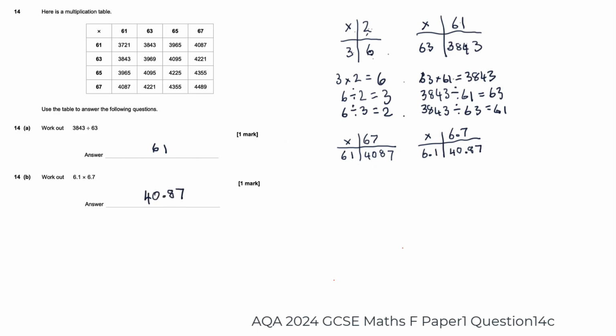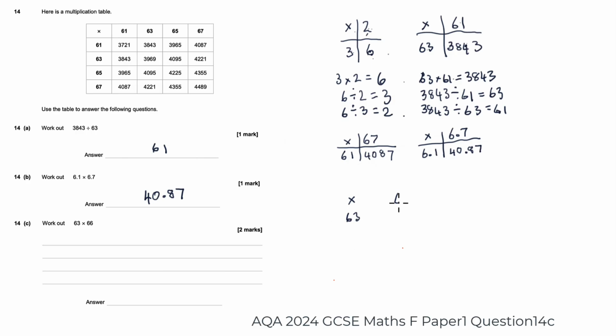So finally, let's move on to part C. And in this case, we're asked to work out 63 times 66. Now, unfortunately, the table doesn't have a 66. It's got a 65, and we know the answer to 63 times 65 is 4095. Doesn't have a 66, but it does have a 67. And we know the answer to 63 times 67 is 4221.